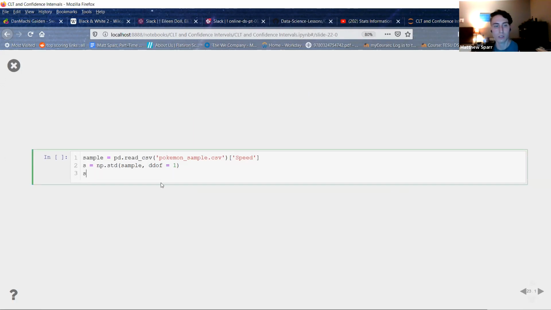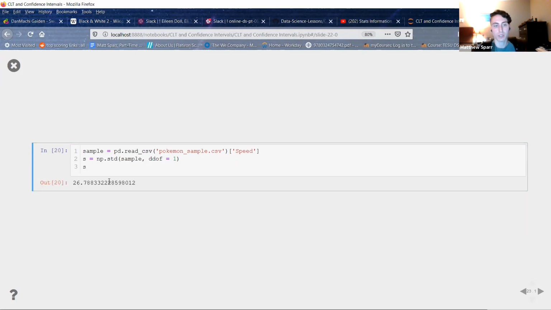All right, so to do this in Python, we can read from that Pokemon sample CSV we just had and just grab the speed column. And if we want the standard deviation of that sample, we can do the standard deviation from NumPy, but then it has this difference degrees of freedom argument. And that basically means n minus x. So whatever you put in here will be the x. And in this case, we want n minus 1, so we have to put a 1 in there. So if we run that, then we get the sample standard deviation or the standard error of 26.788.